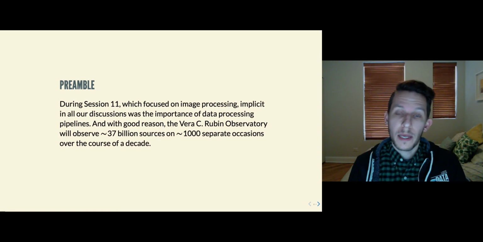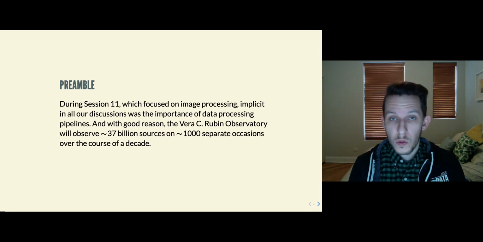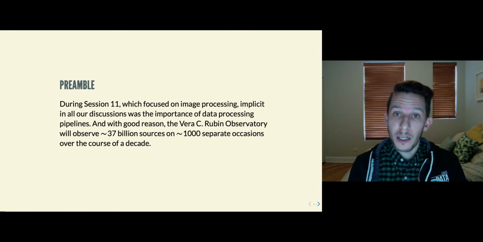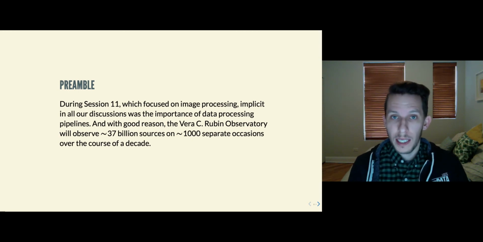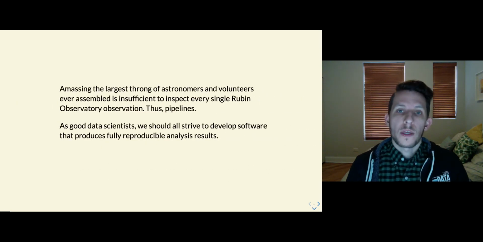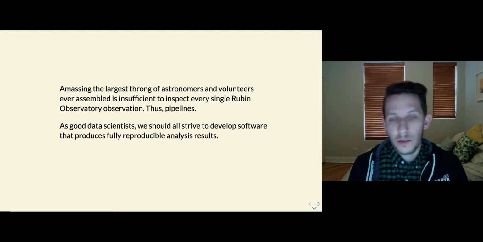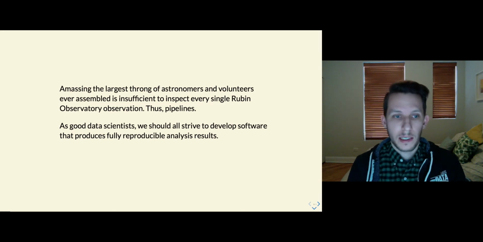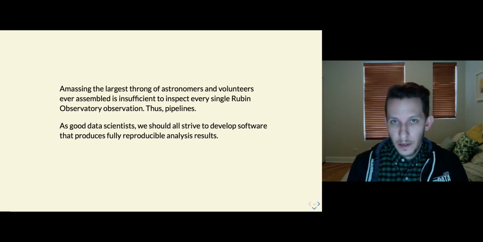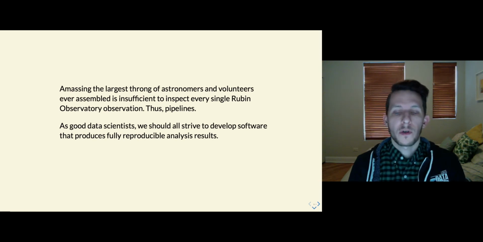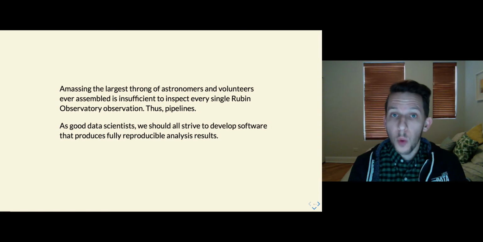So we're talking about databases that are going to have tens of trillions of rows, and just an overwhelming amount of information for everything that's observed by the Rubin Observatory. Pipelines are going to be essential to make sure that everything is treated, processed, and measured in a uniform way. Even if you were to collect together the largest group of astronomers, and even volunteer astronomers from citizen science websites, and asked them to look at everything observed by the Rubin Observatory, you would fall woefully short. This is why pipelines are so incredibly important.